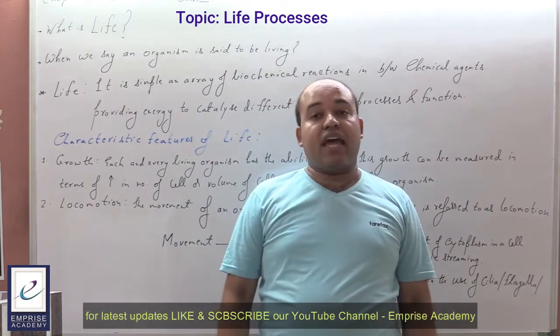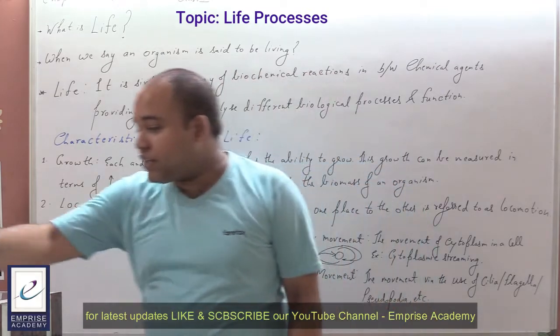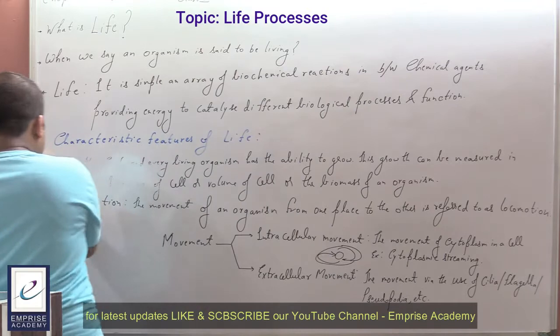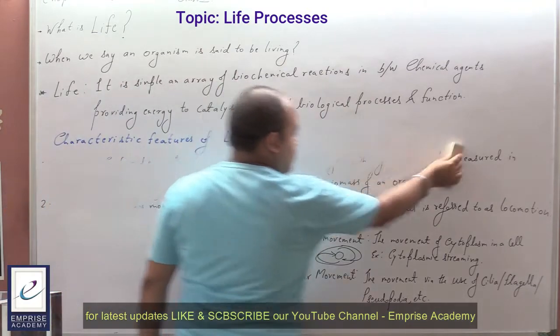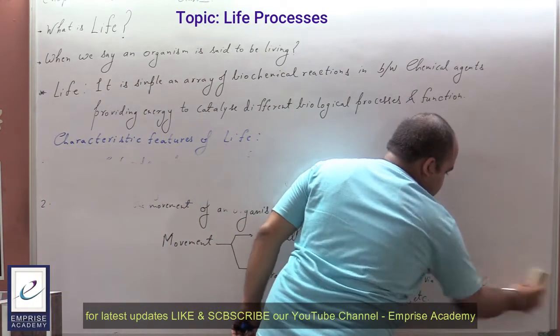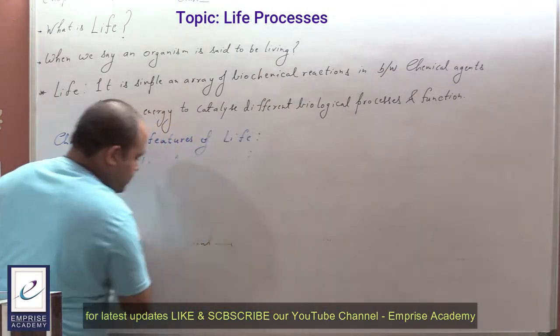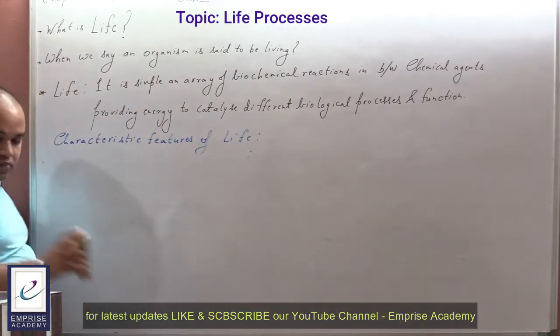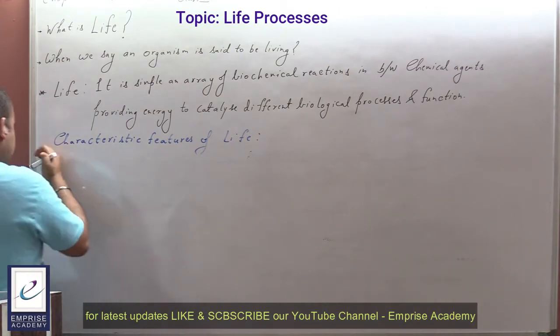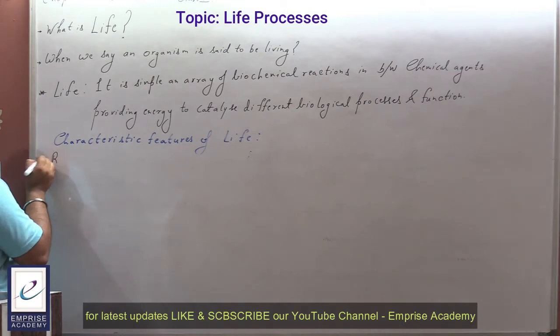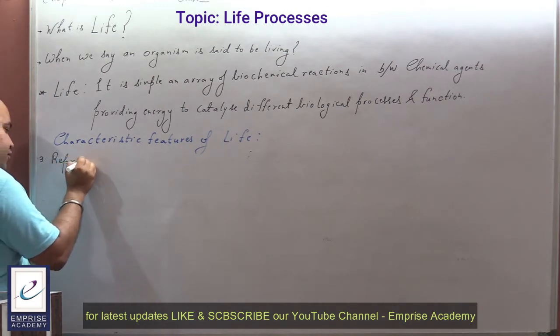So the third characteristic feature of a living organism is reproduction. This is the third characteristic feature, reproduction.